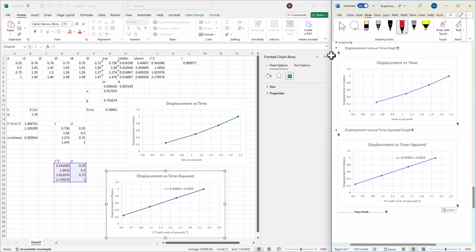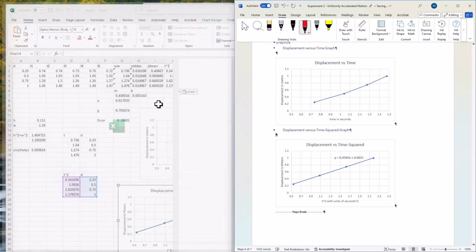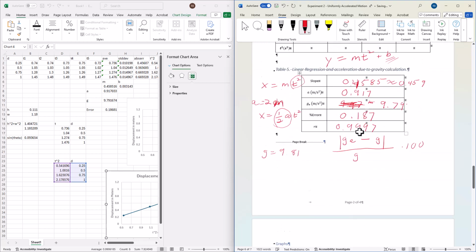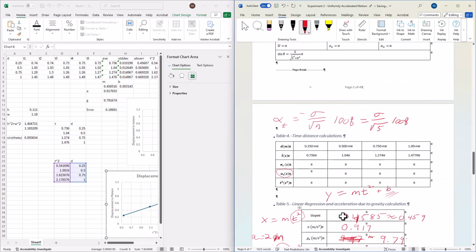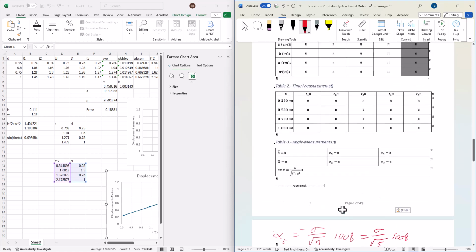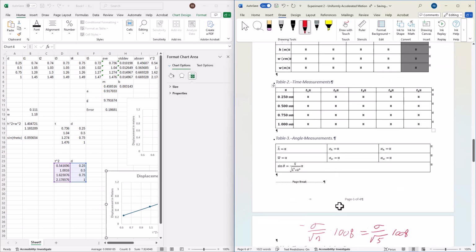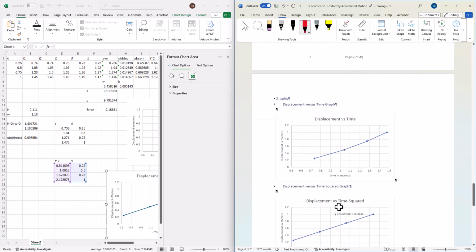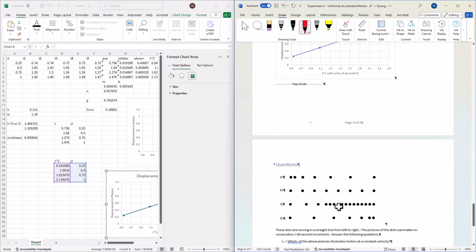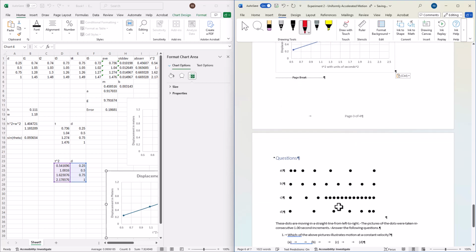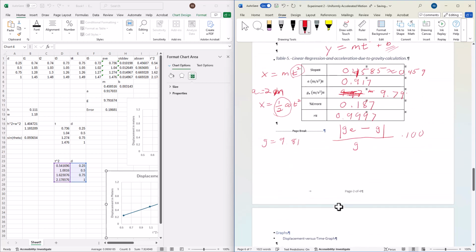So you basically have now all of the data in Excel. You can transfer them over to here, hopefully more neatly than what I did, and you can basically copy and paste your graphs over just like this. That's all you need to do, and of course answer these fun-filled questions.